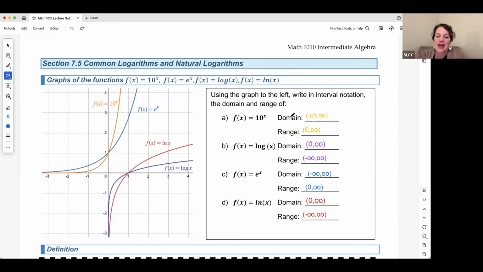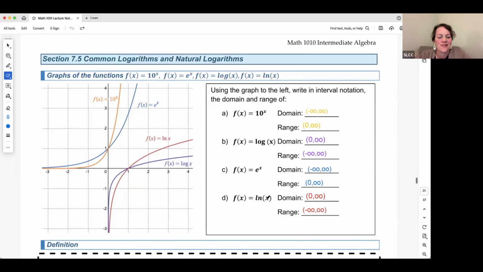Notice the domain of 10 to the x is the range of log x. And the range of 10 to the x is the domain of log x. So 10 to the x and log of x are inverse functions. The same for e to the x and natural log of x. And we'll discover those definitions here in the notes.